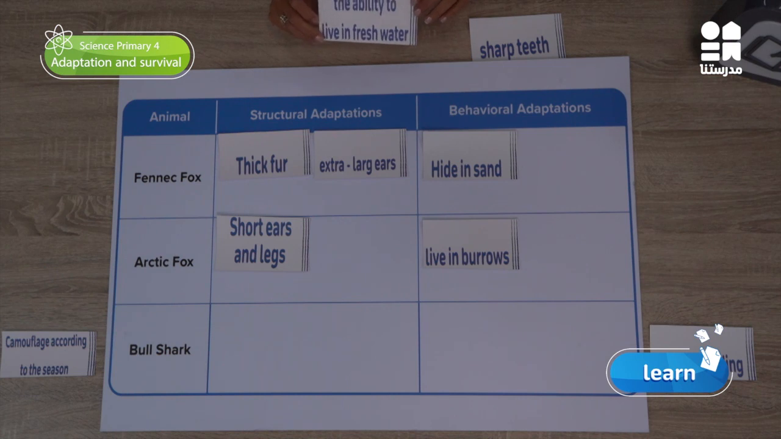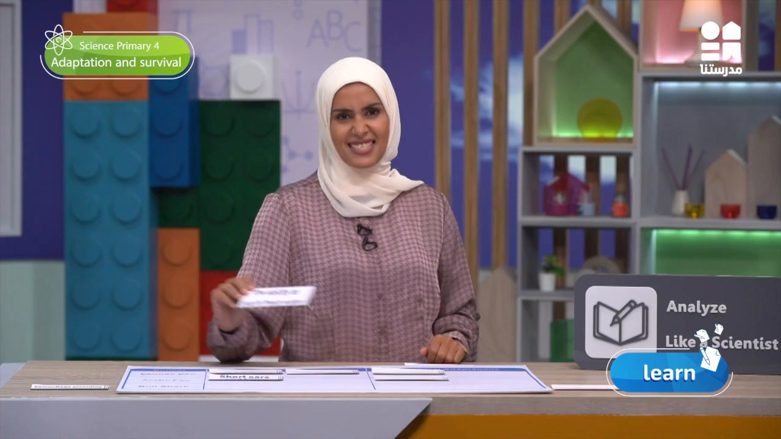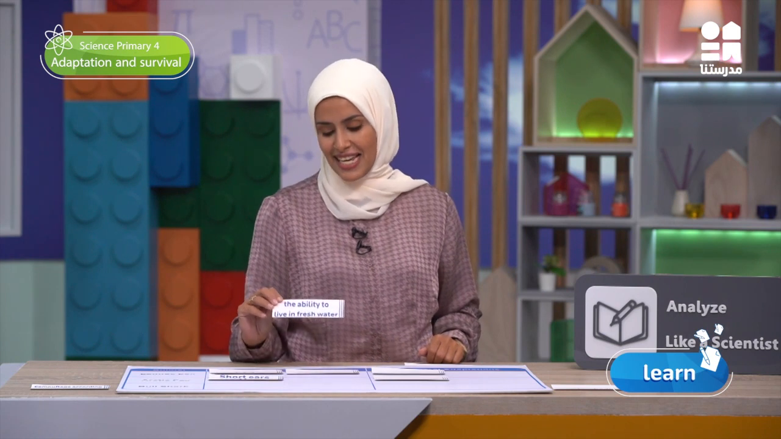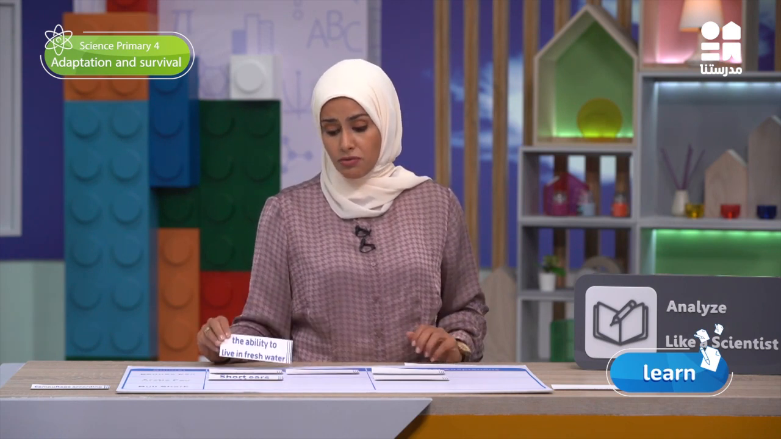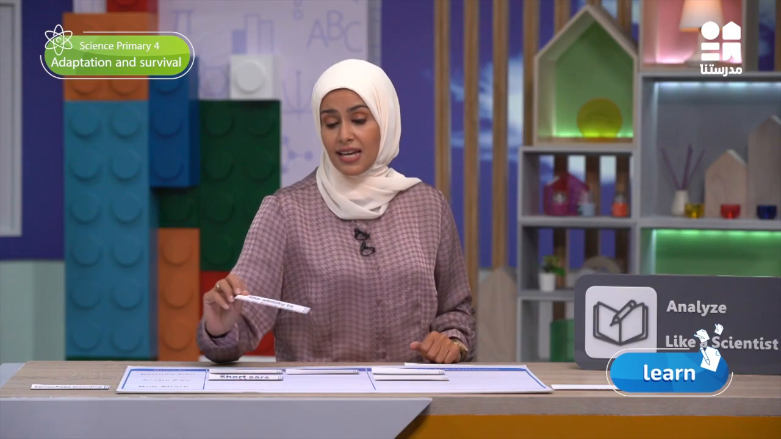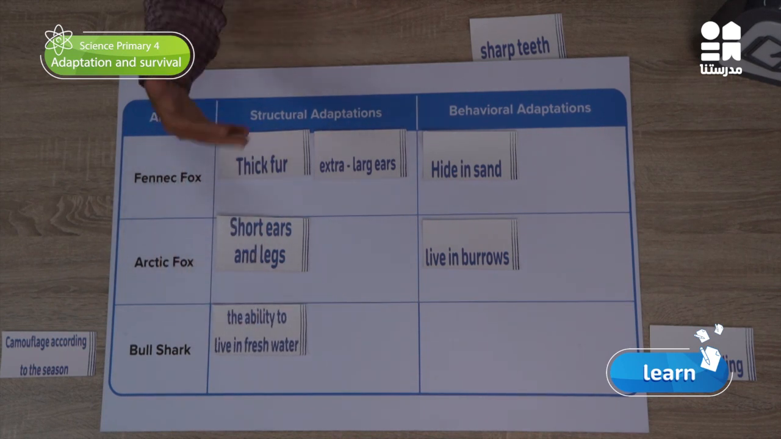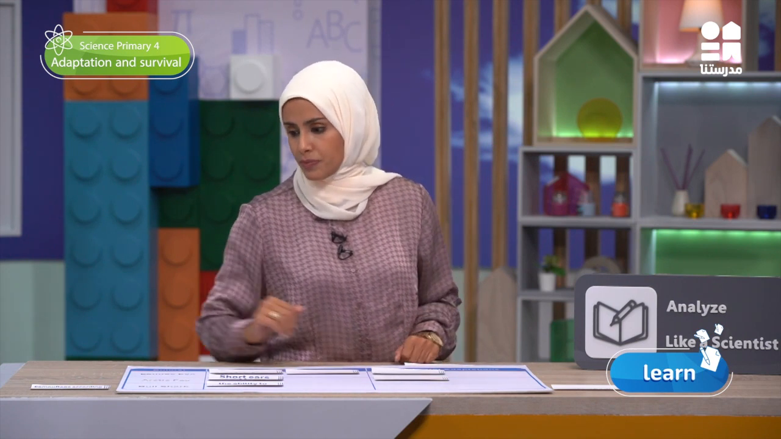What about the ability to live in fresh water? Who lives in fresh water? Fennec Fox, Arctic Fox, or the bull shark? I think the bull shark, right? It's really easy. Is the ability to live in fresh water structural adaptation or behavioral adaptation? I think it's structural adaptation because the bull shark's body adapted to live in fresh or salty water.